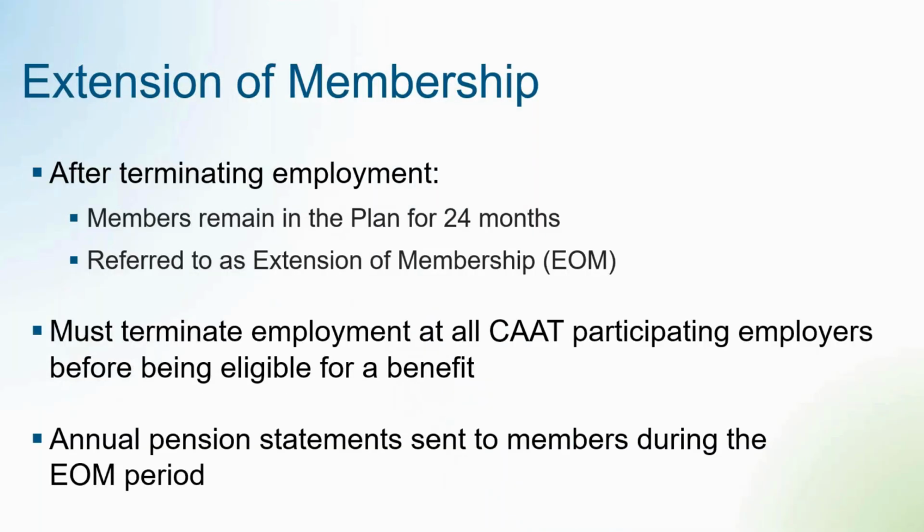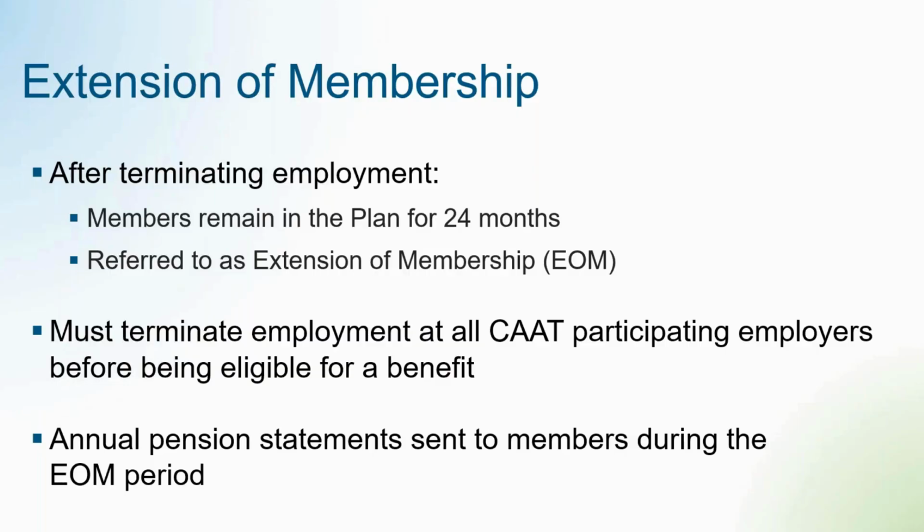Following a termination of employment, a member who is not eligible to retire at the date of termination will enter the 24-month extension of membership period, or EOM. This means when a member terminates employment with their employer, they are not terminated from the CAT plan right away.